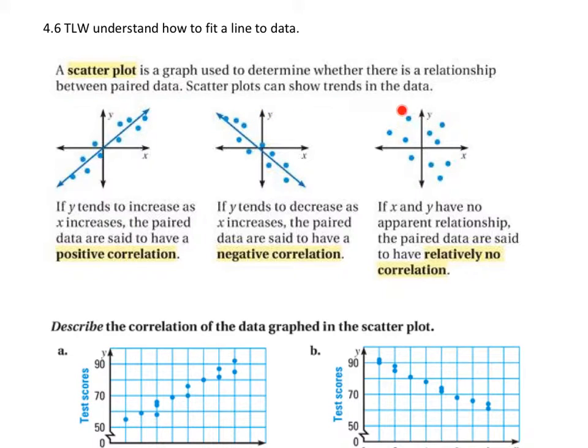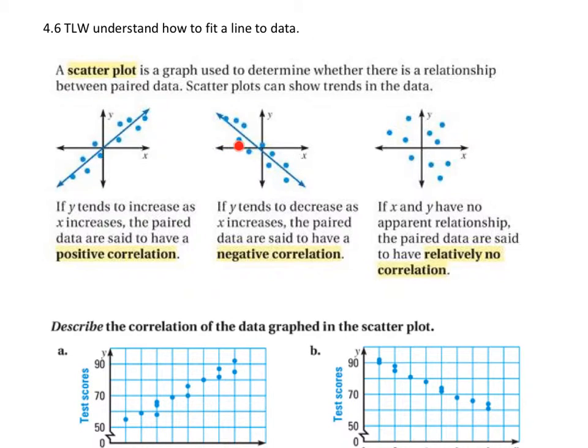Scatter plots can show trends in the data. Okay, so it says if y tends to increase as x tends to increase. So again, you start from left, you move to the right. See how these dots, not the lines, but these dots are moving up so they're going right and they're going up, okay? So that means that this is a positive correlation, means as x increases, y will increase, okay?